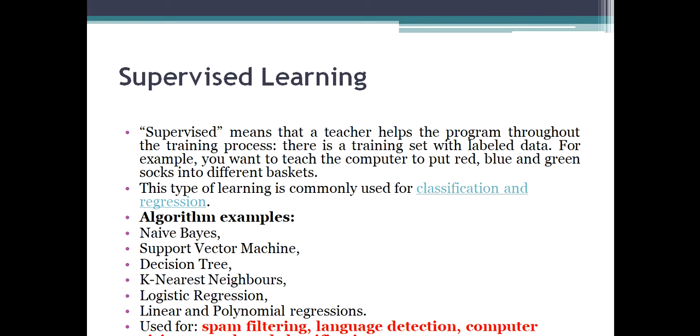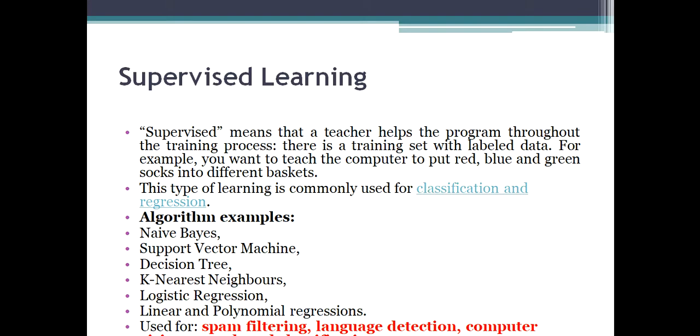For example, you want to teach the computer to put red, blue, and green chalks into different baskets. So you should already have a data set where these different labeled data, in this case chalks with different colors, should be there. So you should already have that labeled data set, then only you can go for applying your supervised learning technique to the new data. And one commonly used such supervised learning is classification and regression algorithms.